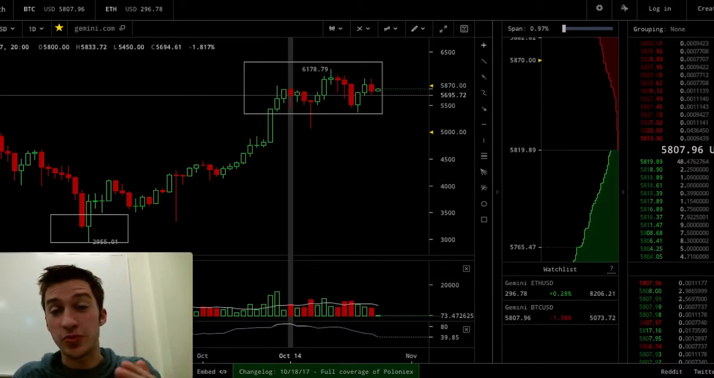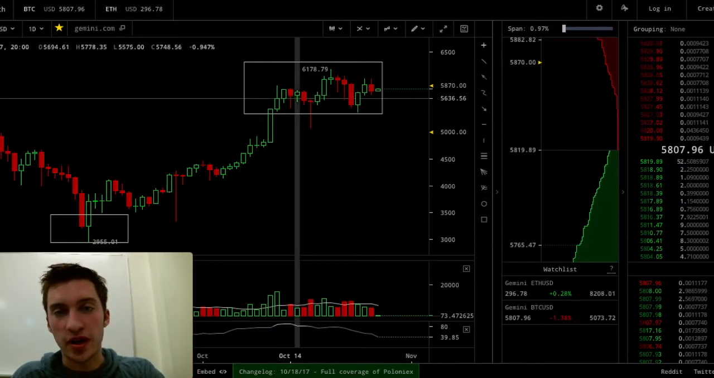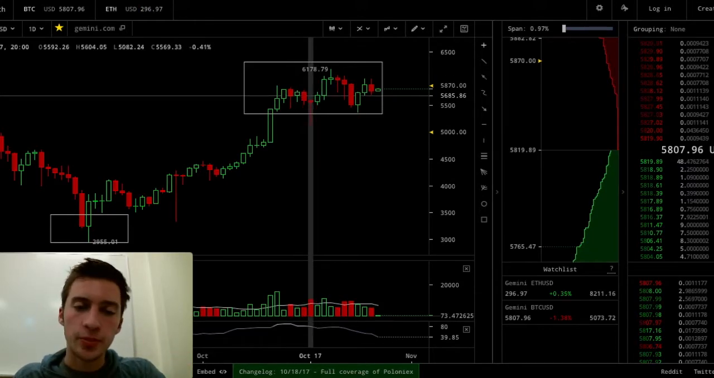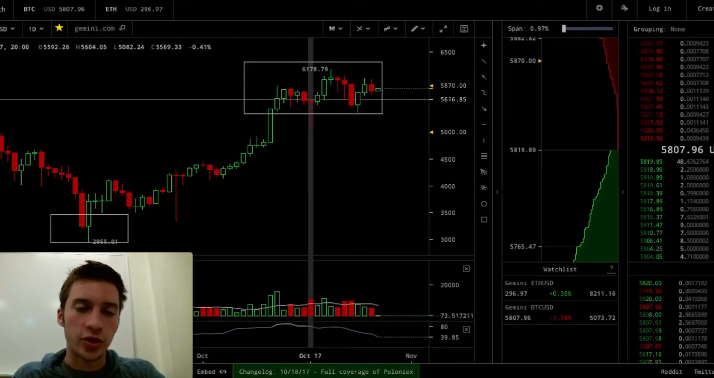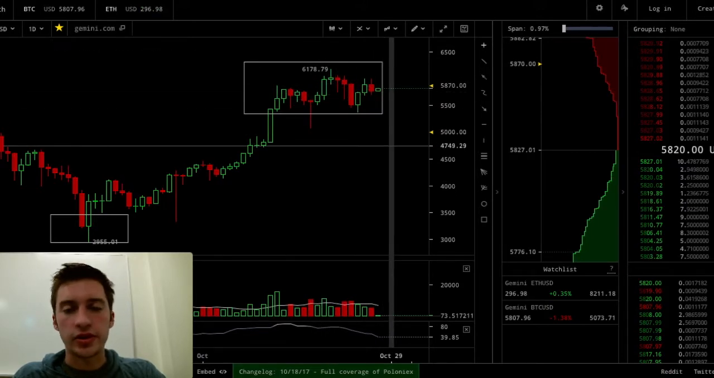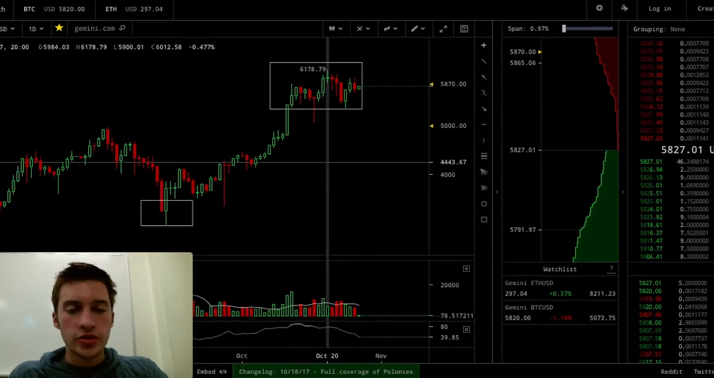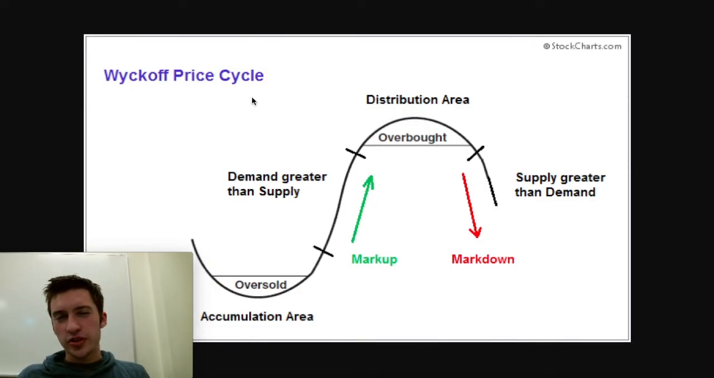Because if everyone's bought something, price can't go up, because the price needs fresh new buyers to cause the price to go up. So we got a point here that price was very overbought, and now price is likely to go downward as a result of that. So that is just more textbook supply and demand, where we have Wyckoff's price cycle, just classic theory using oversold and overbought and looking at accumulation and distribution.